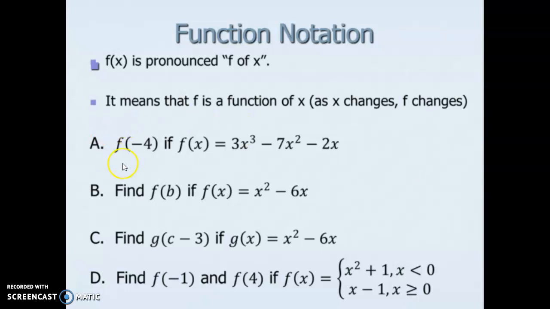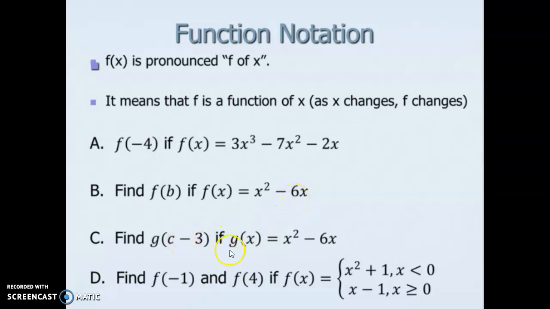On A, plugging in -4, make sure you use parentheses, but as a check, you should have gotten -296. Plugged it in for each of these x's. On B, you're plugging the b in, so you just get b squared minus 6b. You can't simplify it any more than that.